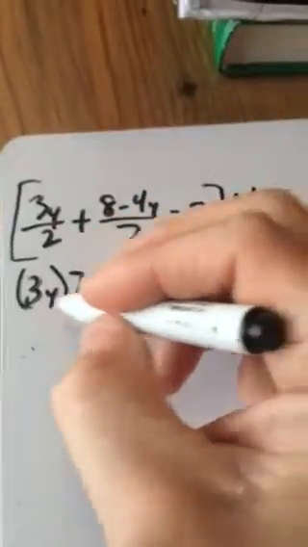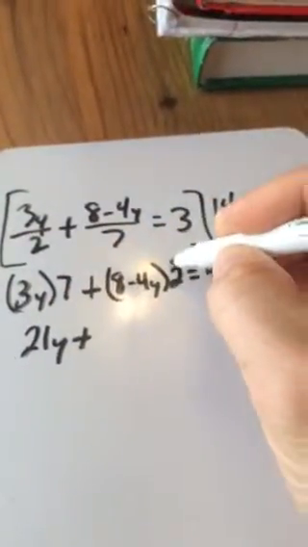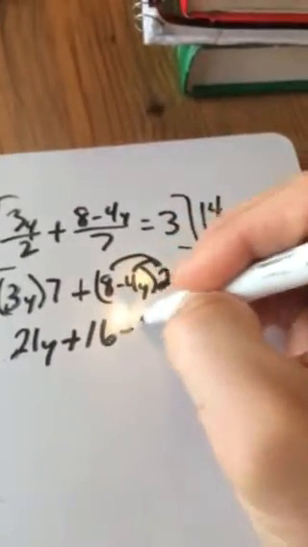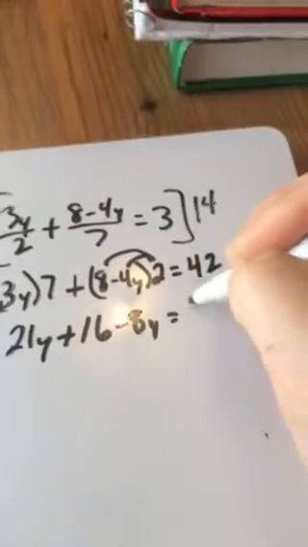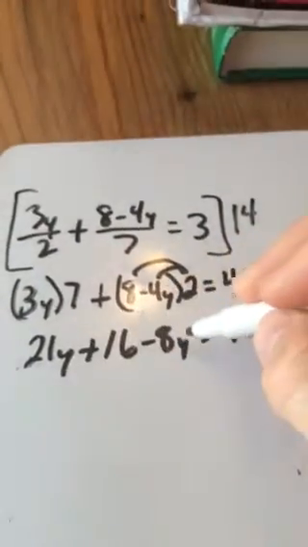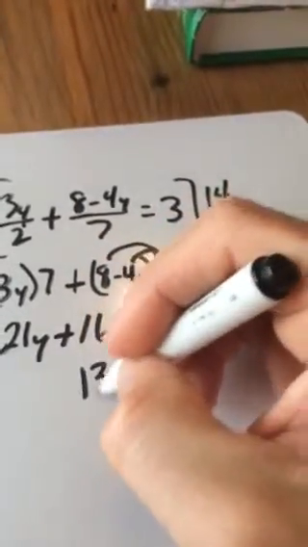Alright, so over here, 3 times 7, we got 21y. Over here, this is definitely the distributive property. 8 times 2 is 16, minus 8y equals 42. And now my job is to combine those like terms. So 21y and 8y, they're already on the same side. So 21 minus 8 would be 13y.